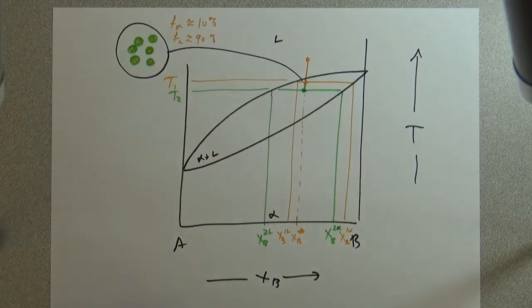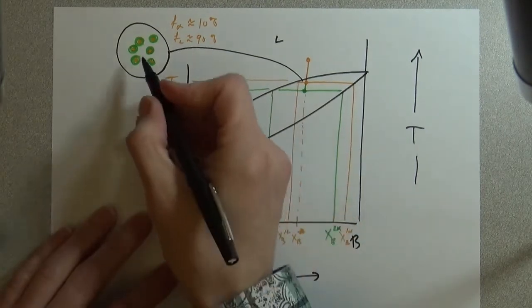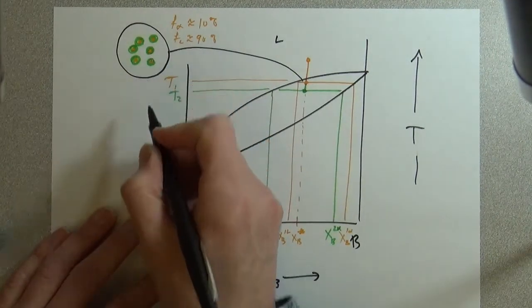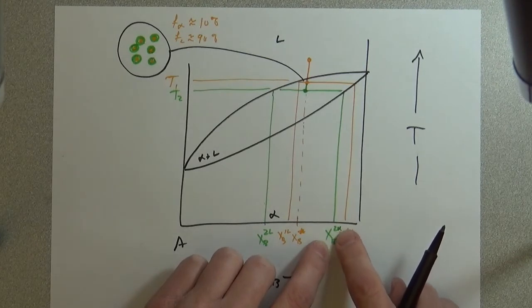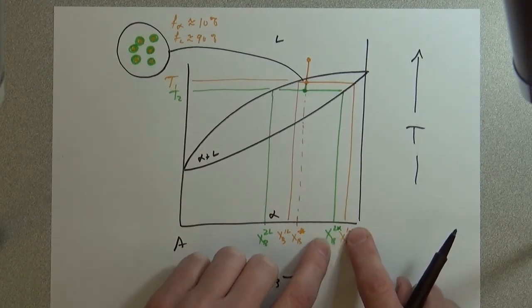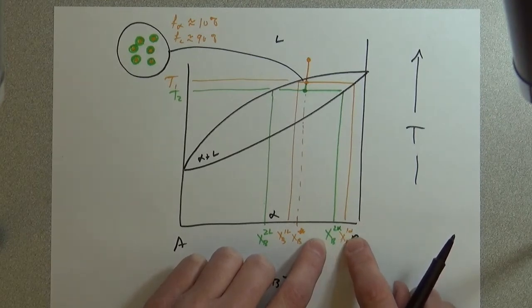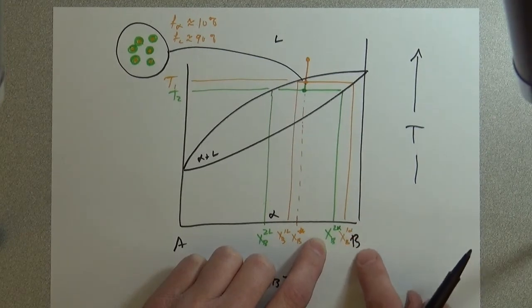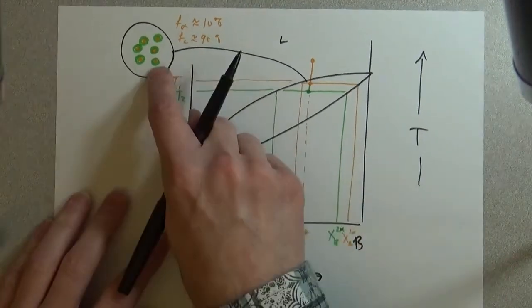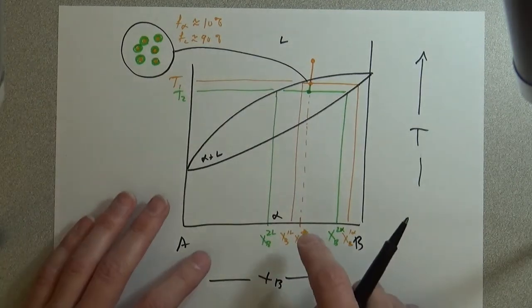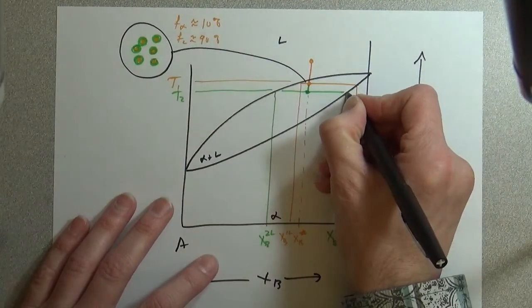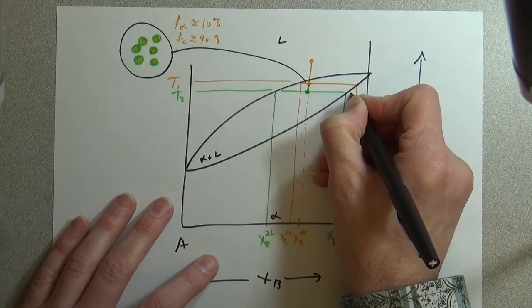But if we talk about the net composition here, right? We originally had XB1 alpha, and then XB2 alpha. There's actually extra B because of these little yellow crystals in the center. So effectively, we have a solid which is actually over here.